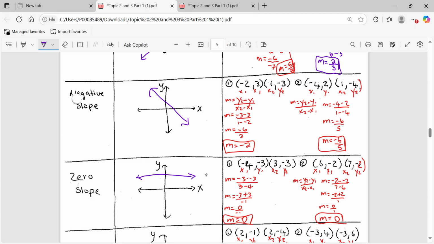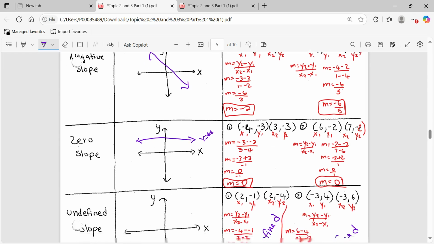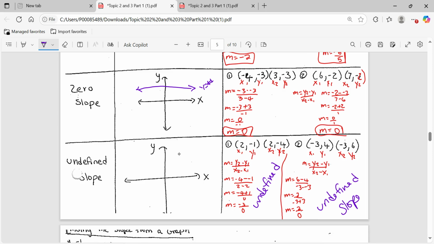This is a zero slope. For a zero slope, it's y equals a number because it goes through the y-axis. An undefined slope is straight up and down. It's vertical. And because it never touches your y, it's x equals a number.